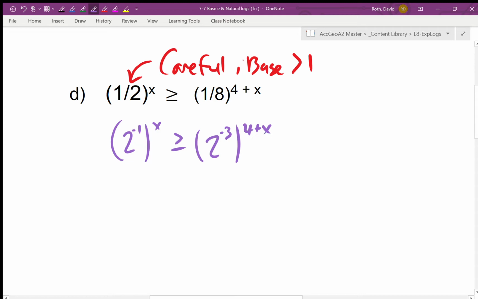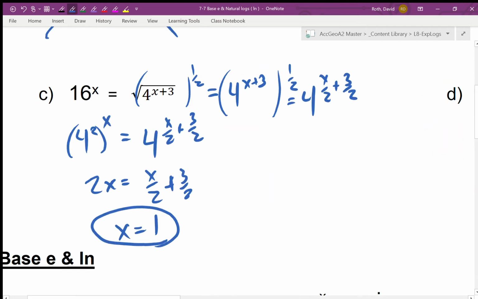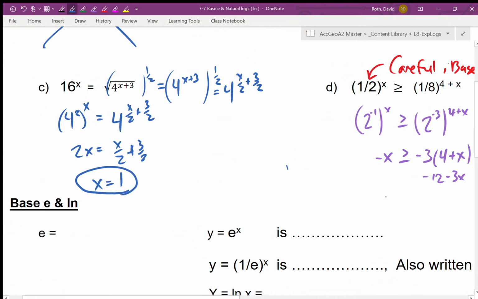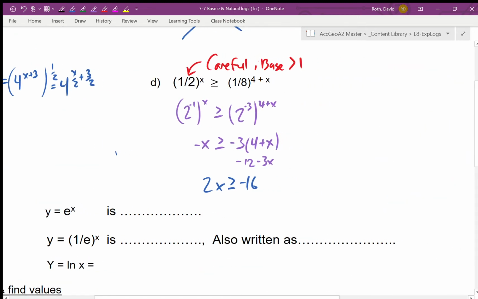4 plus x. Power to a power rule. 2 to the negative x greater than or equal to. I don't need to rewrite that. You guys have done this a while. You can see that negative x has to be greater than or equal to negative 3 times 4 plus x. And then, what is that? Negative 12 minus 3x. Solve that and put the 3x on the other side. Anyway, you'll end up getting 2x greater than or equal to, what is it, negative 12.